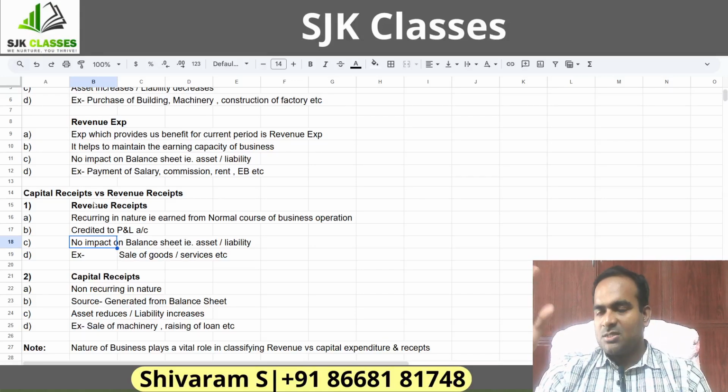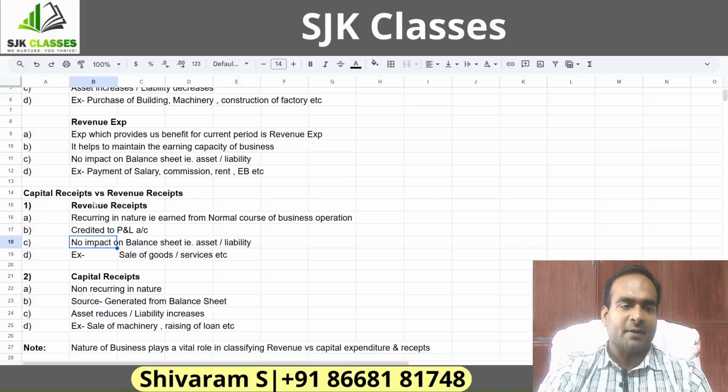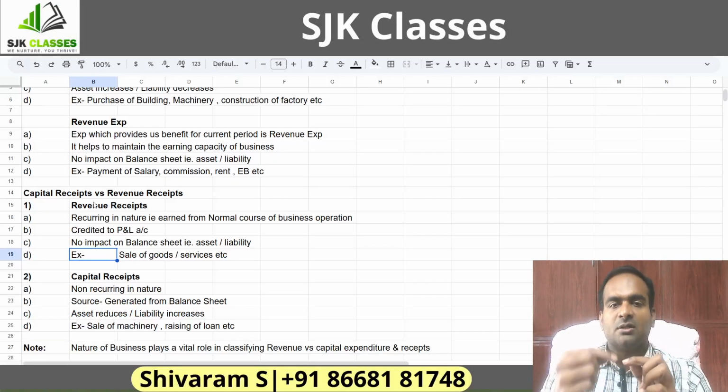That is on the assets or liability. It will not have any impact. Example, sale of goods, services, etc. All these things will come under revenue receipts. So very simple one. Recurring nature receipts will be revenue receipts. These revenue receipts will be taken to P&L and it will not affect your balance sheet position.